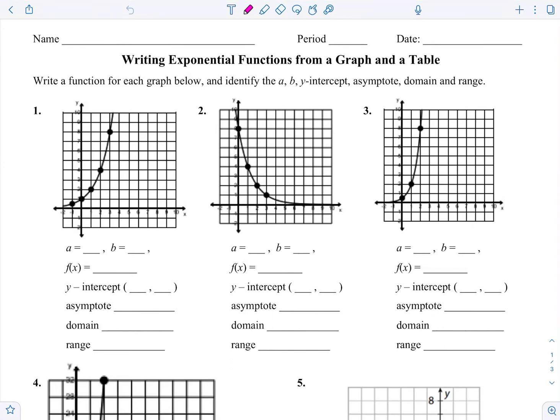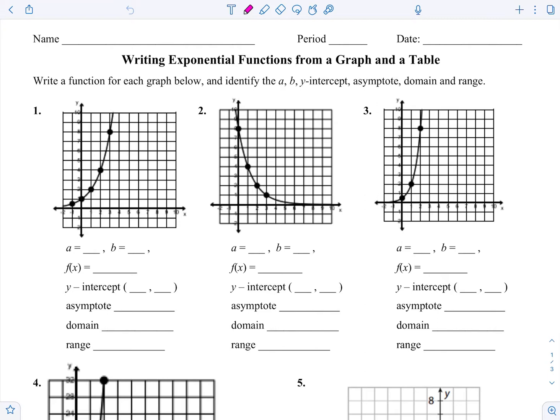All right, today we're going to talk about writing exponential functions from a graph and a table. The instructions here say, write a function for each graph below and identify the a, b, y-intercept, asymptote, domain, and range. Much of this we already talked about yesterday. I'm just going to add to our understanding.